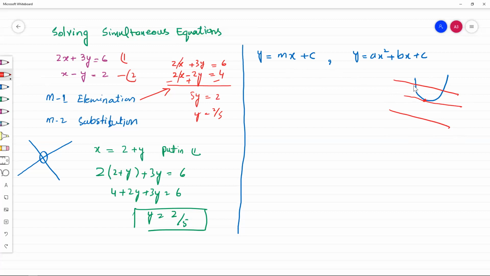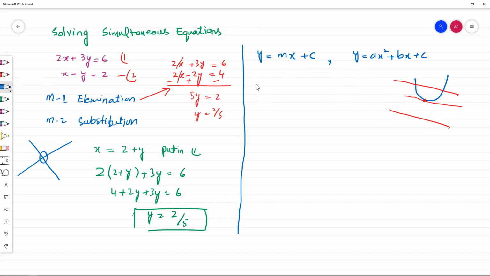If the line cuts at 2 points, then it means we should have two solutions. If the line cuts at 1 point, it means we will have only one solution. And if the line does not intersect the curve, it means we won't have any solution. So the next question is, how do we solve these two equations simultaneously or mathematically? This is just a graphical representation of linear and quadratic equations.